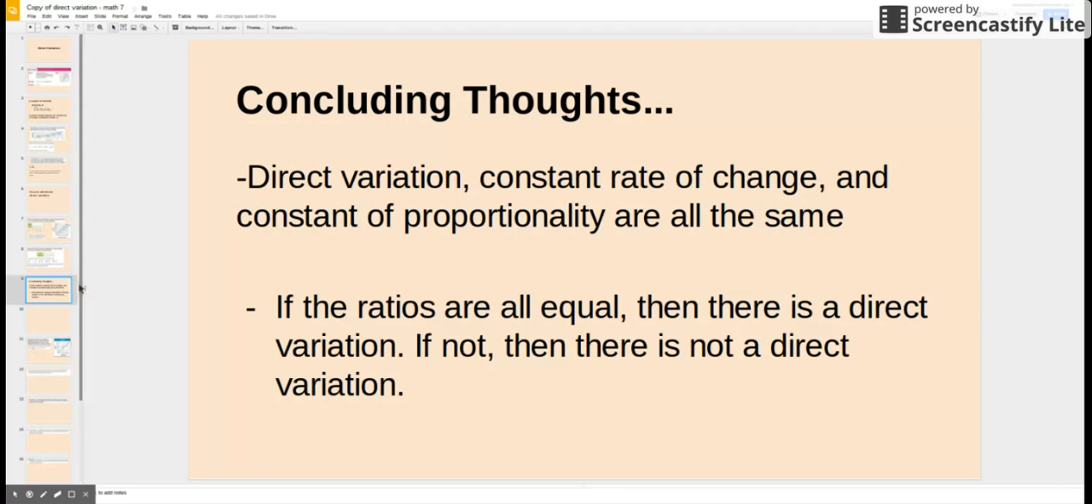Some concluding thoughts. Direct variation, constant rate of change, and constant of proportionality. You're talking about all the same things here. If the ratios are equal, then there is a direct variation. If not, then there is not a direct variation.